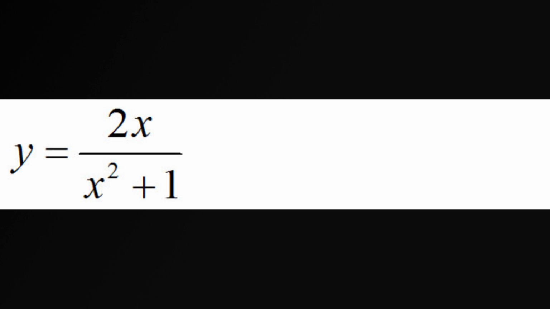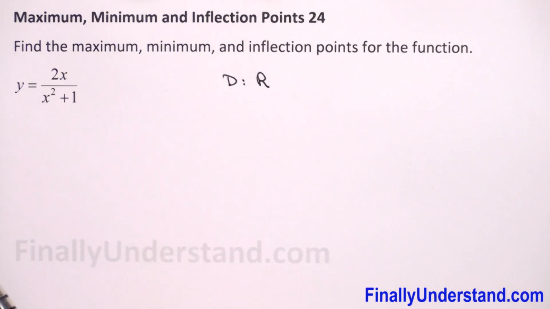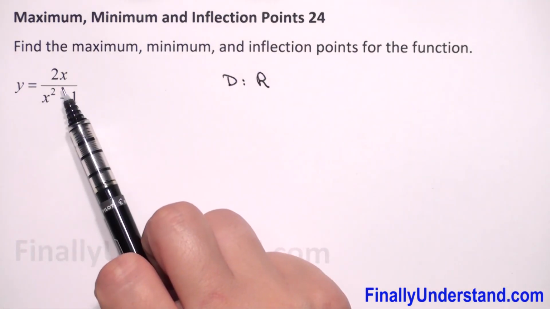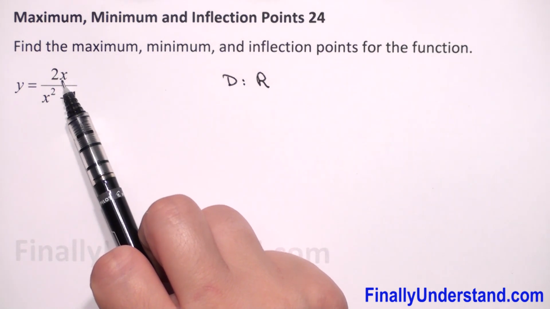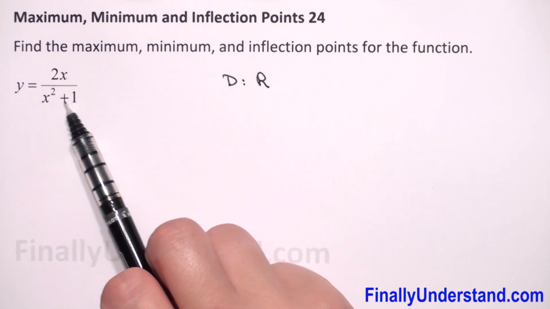We have a given function. First, we will find the domain of this function. The domain will be all real numbers. Why? Because what we have here is multiplication. We can multiply every real number by 2, and we have division.